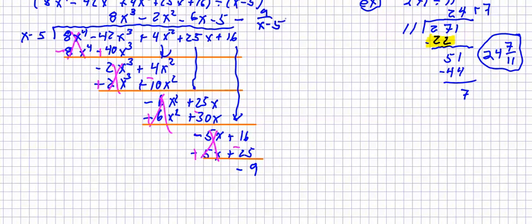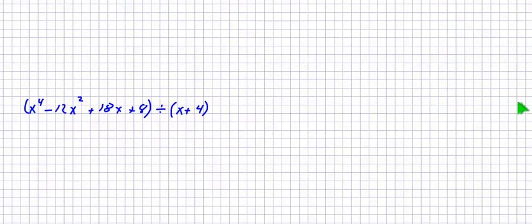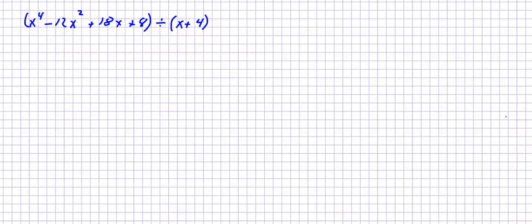Total answer then is 8x cubed minus 2x squared minus 6x minus 5, minus 9 over x minus 5. Your answer should look like that. Circle it, highlight it, do whatever you need to do, but that's what the answer will look like. All right, we're going to look at one more example, and for a very important reason.